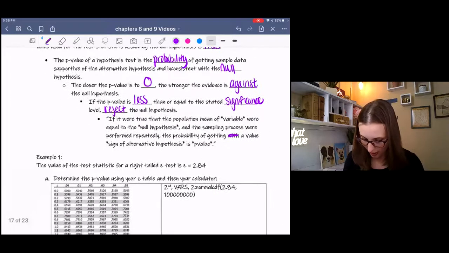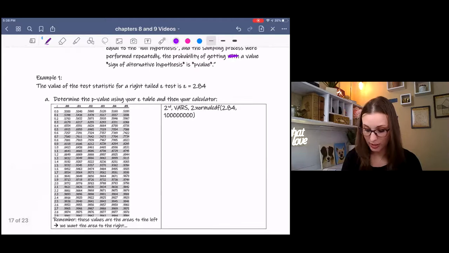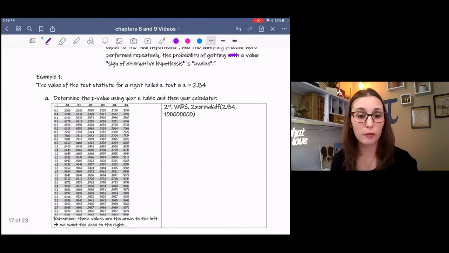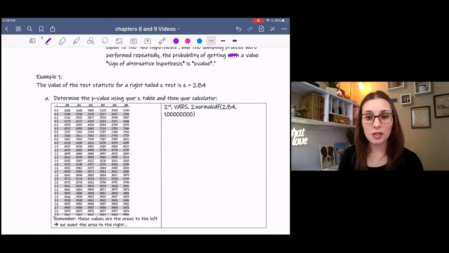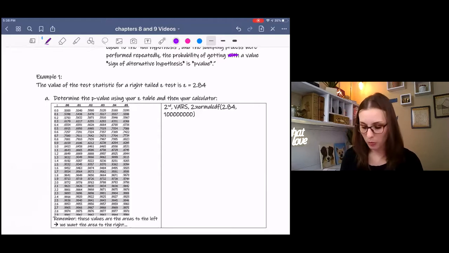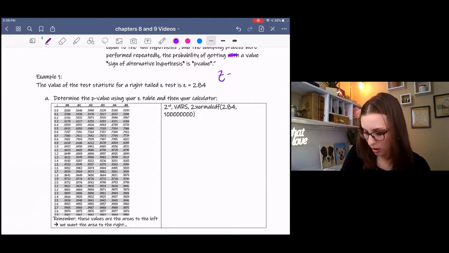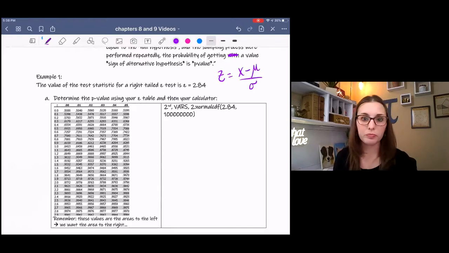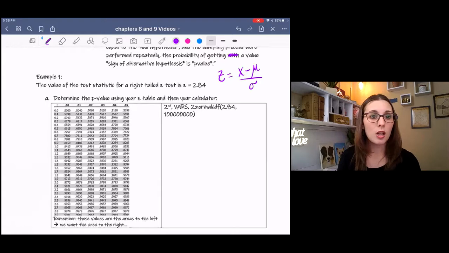In this one, we're given the test statistic, but you may be asked to find it. The test statistic is a z-score in this case. And remember, we find the z-score by doing x minus the mean over the standard deviation. So you may have to find that first, but in this case, it was given to us. So we're looking to find the p-value based on the z-score.